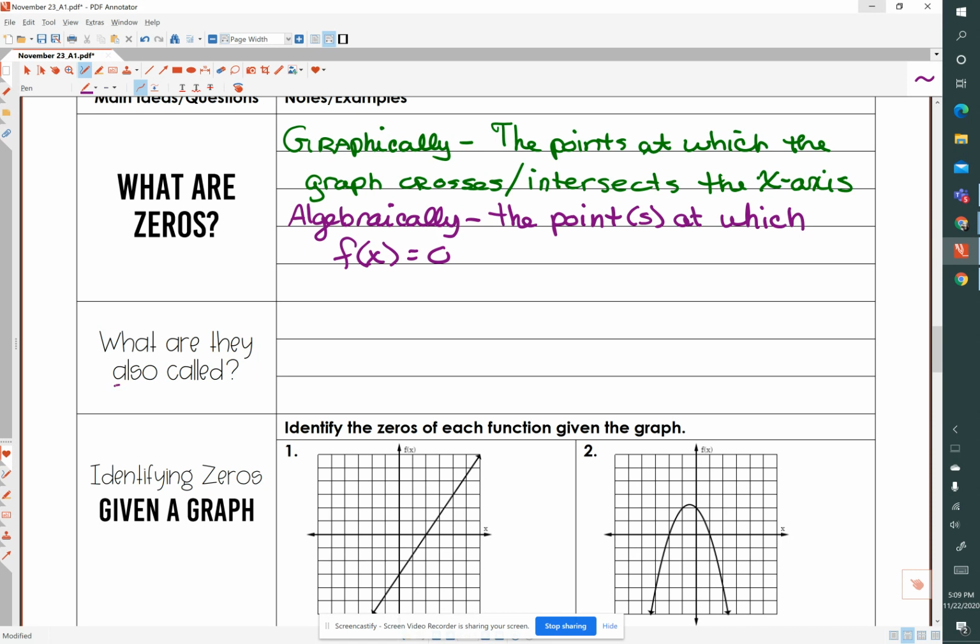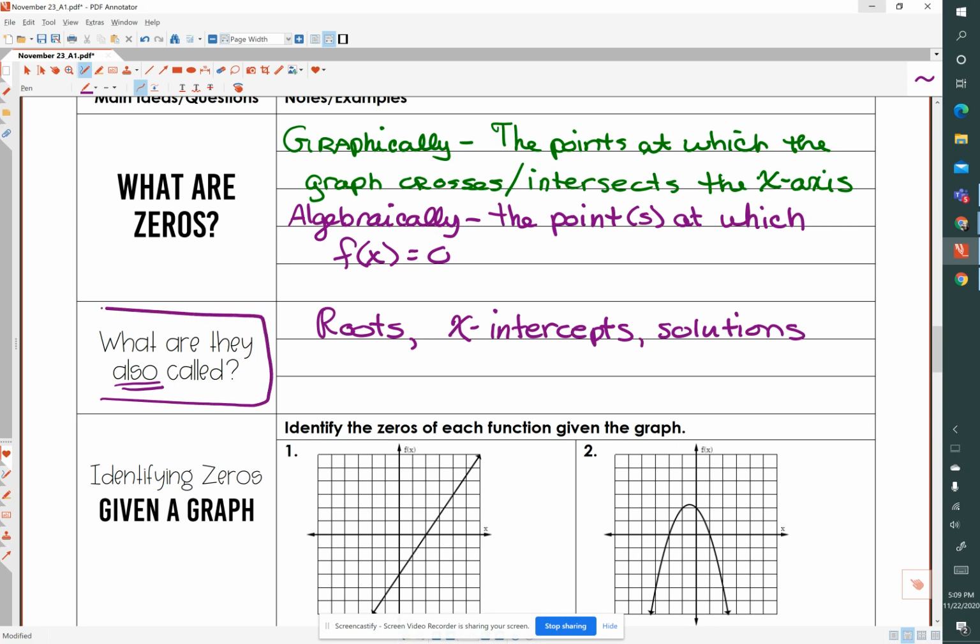So what else are these roots also called, or these zeros? I just gave it away. They could be called roots. And when you get into Algebra 2, they use that term a lot. They can be x-intercepts, or they could be called the solutions. So those are all different ways we refer to the zeros of a graph.